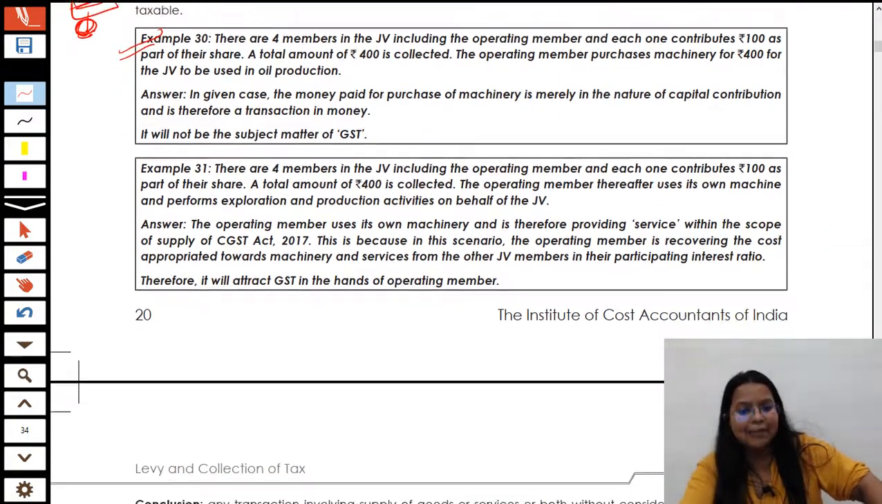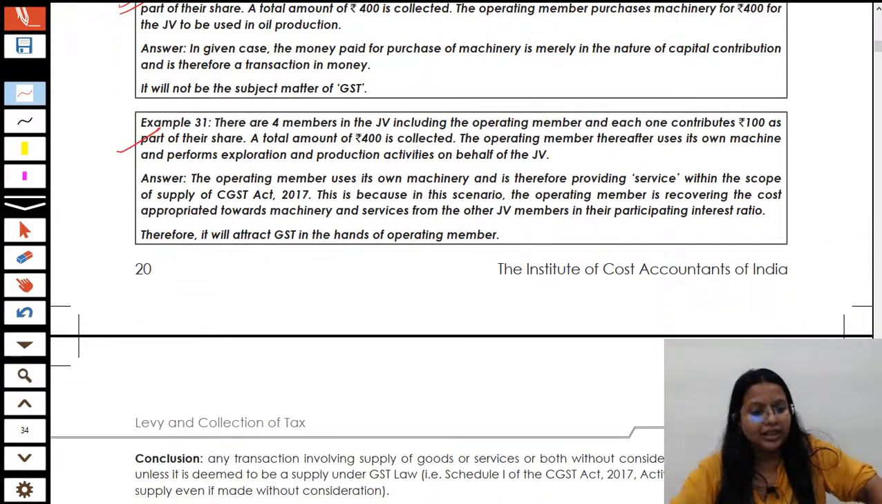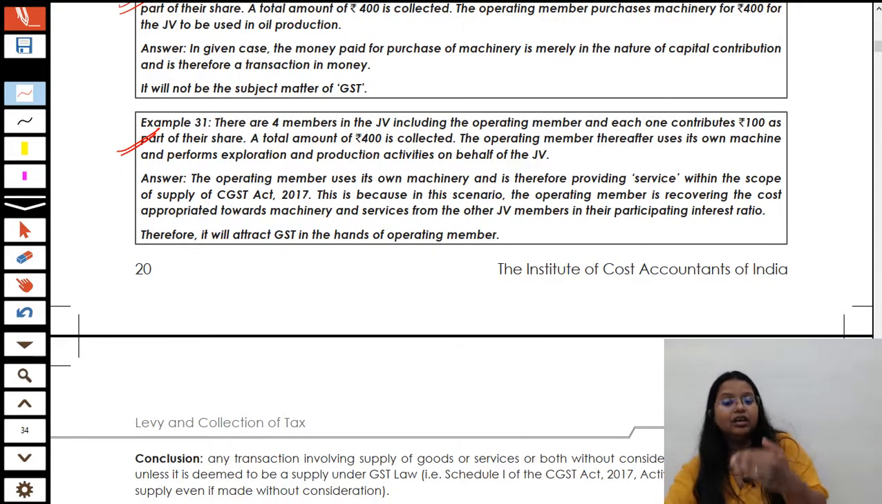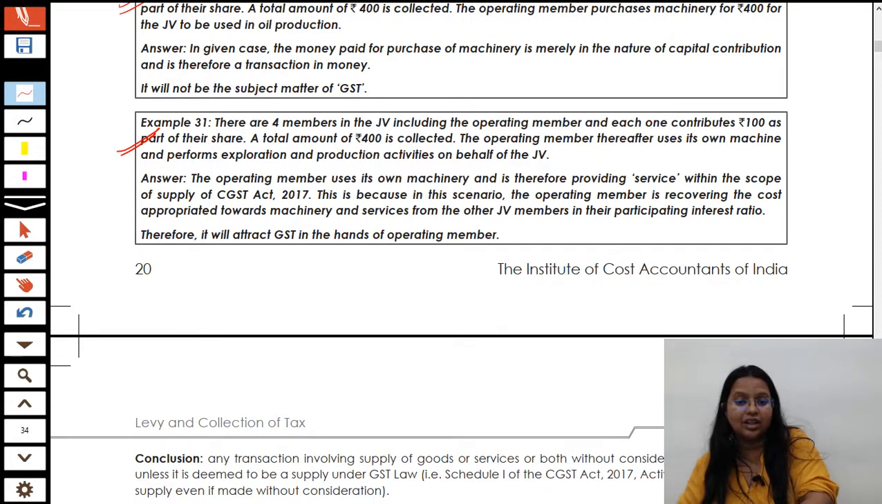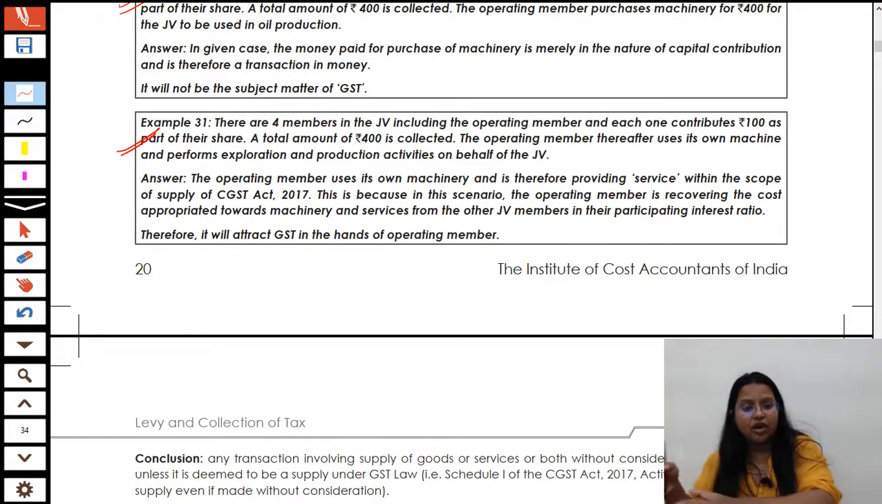But in the next example, example number 31, one of the persons collected the money and that person has machinery himself. He supplied that machinery. When that person supplied the machinery to the other person, it will not be a cash call. It is not merely a cash call. He himself provides the machinery to the other person instead of their contribution, so it will attract GST. Okay.